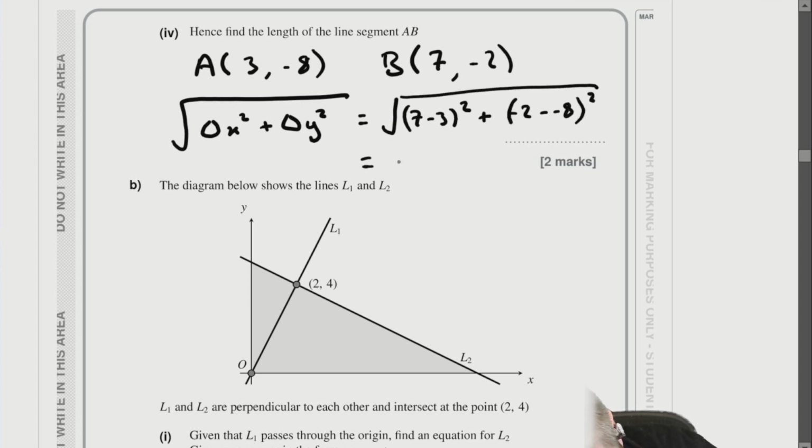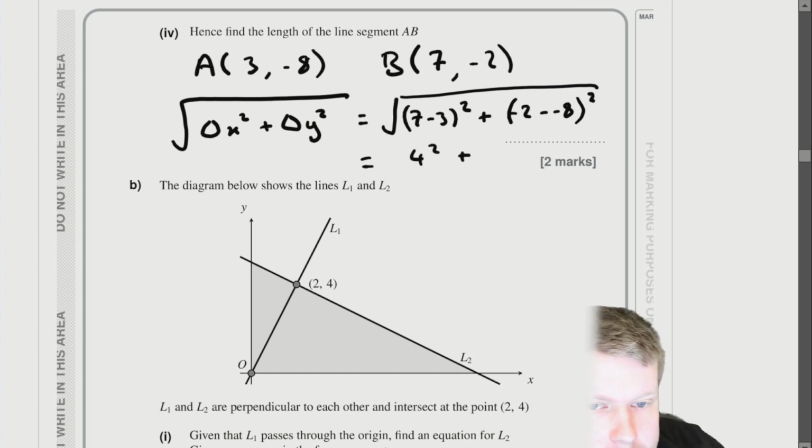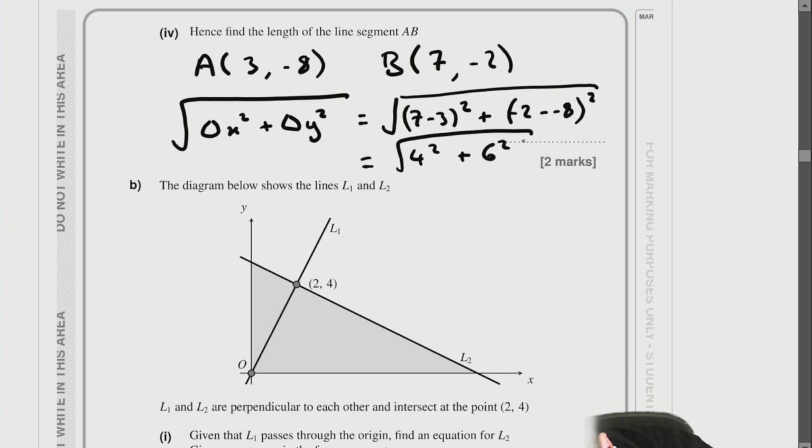And then if you calculate this, you get 7 take away 3 squared, which is 4 squared, plus -2 plus 8 effectively, which is going to be 6 squared. And then square root all of that. And then if I just carry on down here, 16 plus 36 square rooted makes the square root of 52.